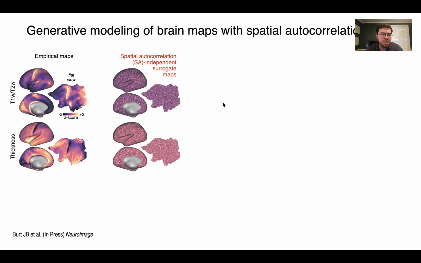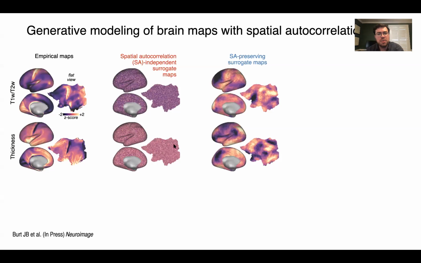But this is essentially what the implicit hypothesis is when one does a standard conventional, for example, a Pearson p-value that doesn't take into account the autocorrelation structure. And therefore, we felt that there was a need in the field to instead use these spatial autocorrelation preserving surrogate maps, which can be matched in their spatial autocorrelation structure to the target map, but have randomized topographies and random patterns that emerge, and then use these to generate null distributions for our statistics of interest.